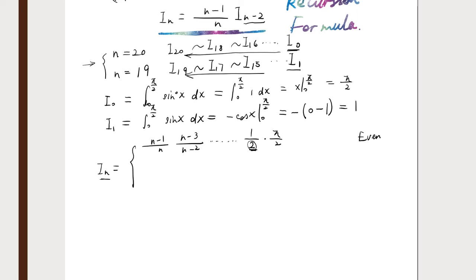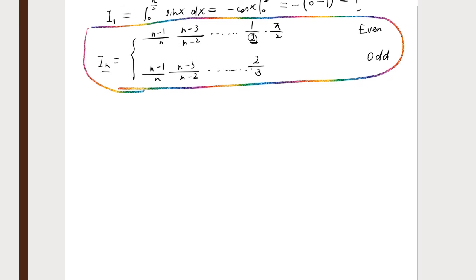But if n is an odd number, like n is 19, for example, we're going to do the same thing. So In equals n minus 1 over n, times n minus 3 over n minus 2, and then all the way down to something like 2 over 3, and times I1. I1 equals 1 here, so we don't have to consider it anymore. It's just like this. Alrighty, so we have found the general solution for the integration In.